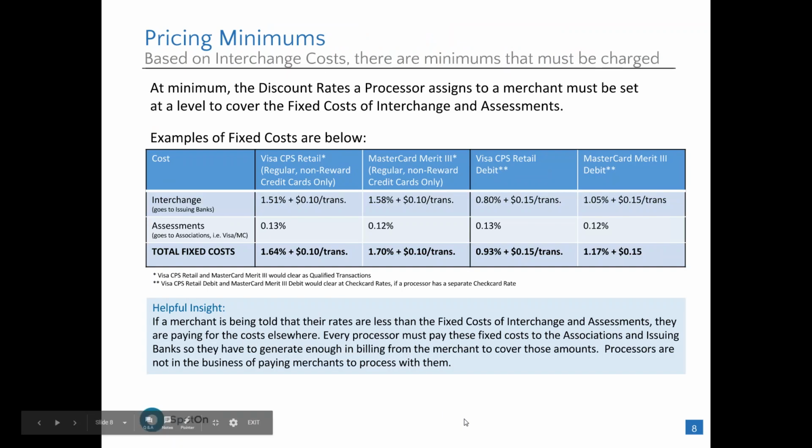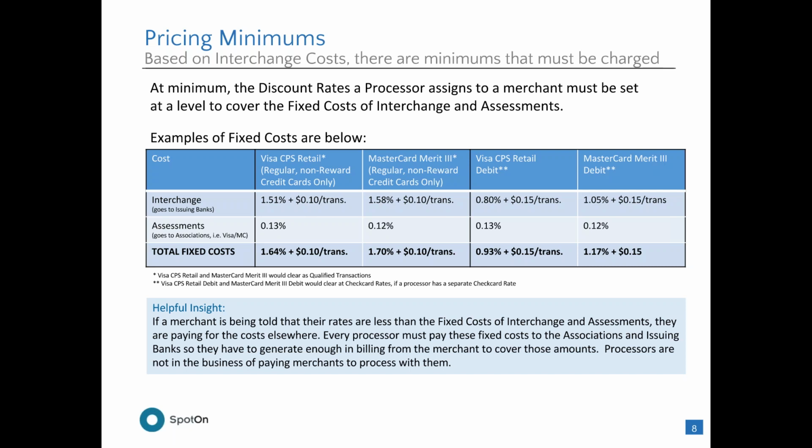So now that you understand the fixed costs, interchange and card brand fees, how does that impact what pricing we have within our industry? It's important to note that we are businesses in our industry. Every processor is a business. And so when we're pricing merchants, we want to make sure that we're covering costs, just like any business would want to do, right? So I've laid out here on the slide 2 examples of 2 different card types and what the costs are.